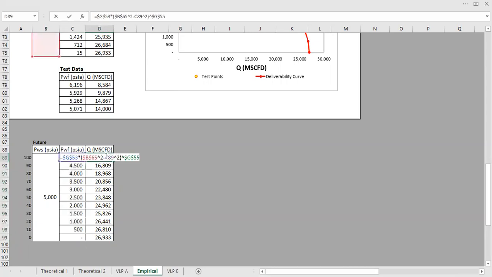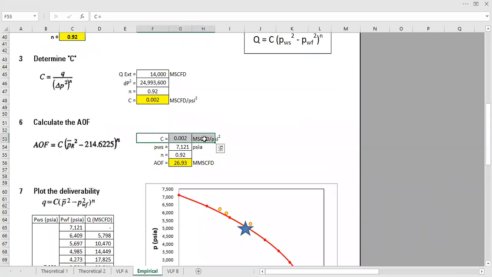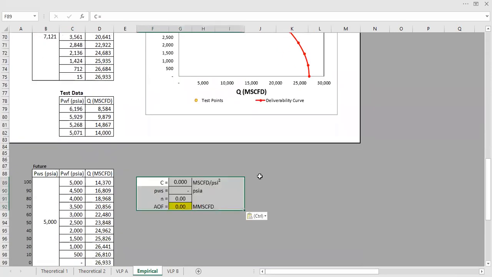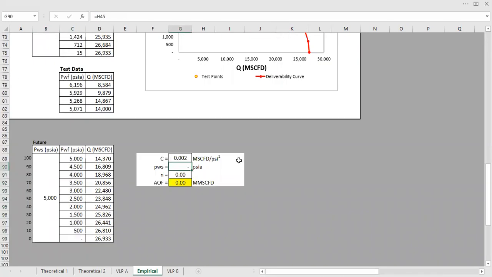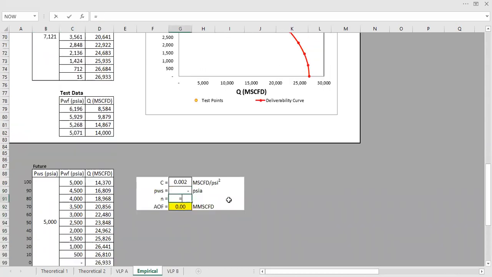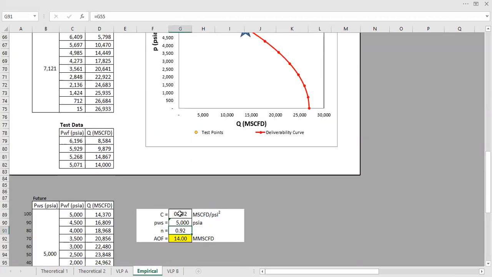Okay, and then for this one, we will assume that C and N value will be constant. So let's borrow the value here. Okay, C, I will assume it to be constant, 0.002, and N, I will assume it to be constant, 0.92, and then PWS, let's say 5,000 after several years.